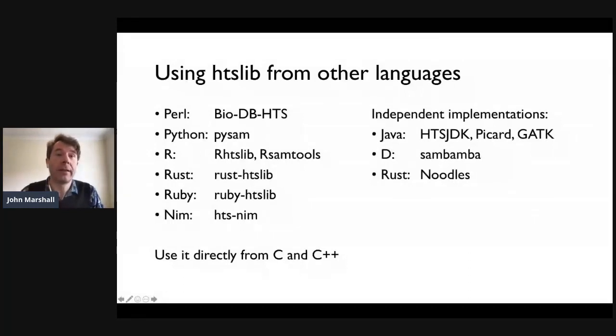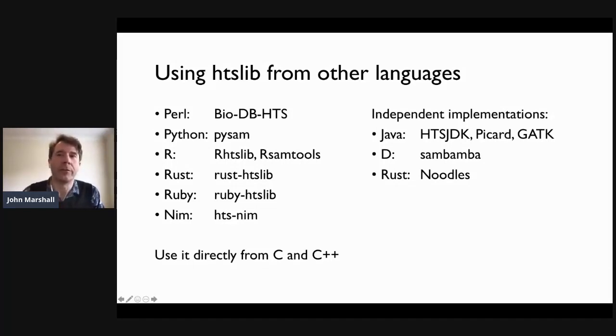And several others as well on top of that. I think the Ruby binding there is quite embryonic, but some of the others are quite well established and very useful for people in those various languages. The obvious one missing there is Java, and the reason for that is that Java has its own independent implementation from the folks at the Broad.